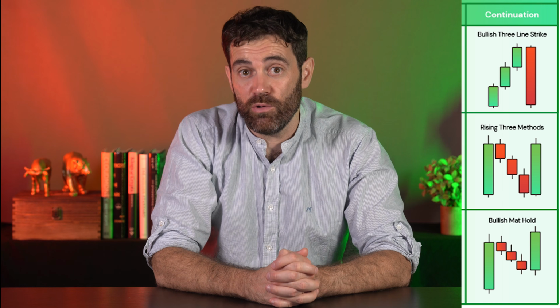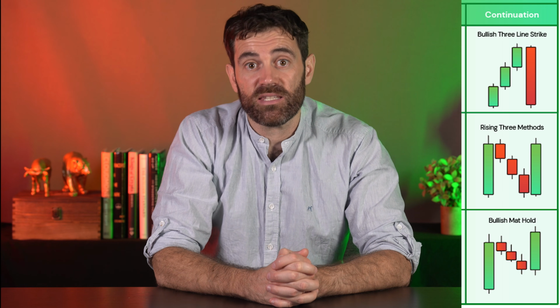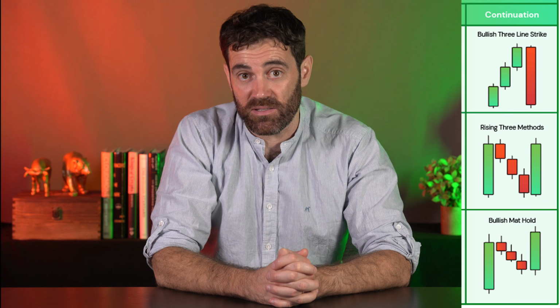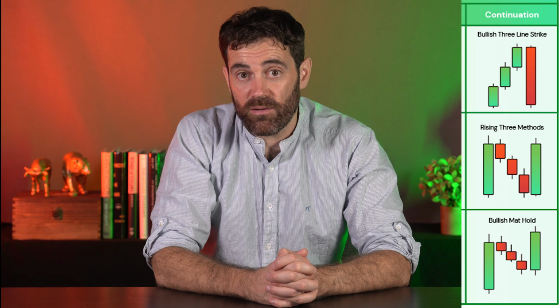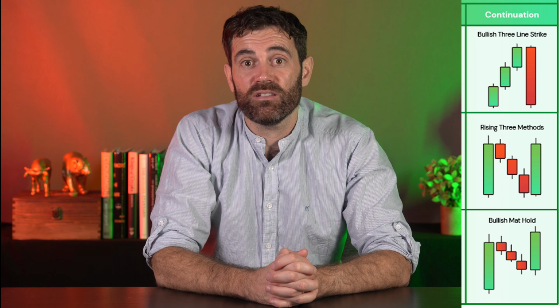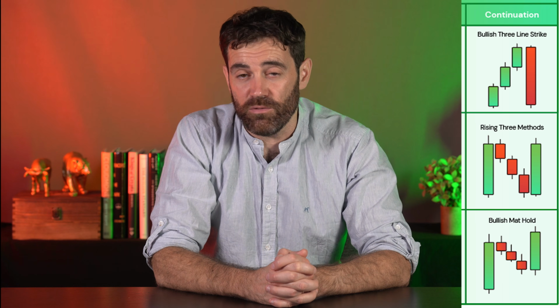Now, given how bullish the crypto market has been lately, you might also be wondering how to know it's going to continue. This is where the bullish continuation patterns come in. These include the bullish 3-line strike, the rising 3 methods, and the bullish mat hold. I know, these names are wonderful.